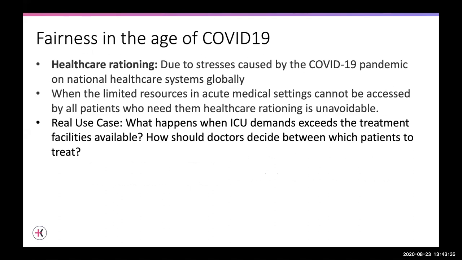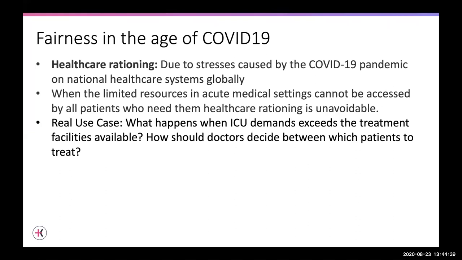So as we face COVID-19, in fact, this problem of unfair healthcare practices, and particularly data-driven and AI-driven unfair practices, has increased or has the propensity to increase unless we pay attention to it. Take an example of healthcare rationing, where, due to the stresses caused by COVID-19 on the national healthcare system globally, will there be some form of discrimination when there are limited resources for acute care settings, right? What happens when ICU demands exceed the number of beds available in ICU treatment facilities? How should physicians and doctors decide which patients to treat, or transfer from the general ward to the ICU, or who to put on a ventilator?